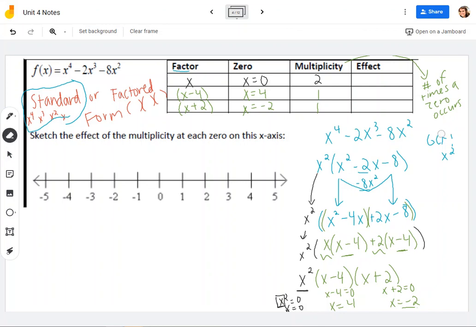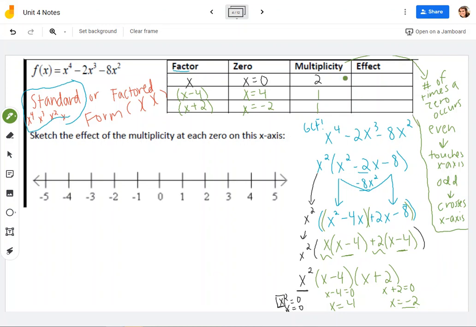So I'm going to move my GCF here so I have a little more room. Okay, so now that we've found the multiplicity, remember that an even multiplicity is where it touches the x-axis, and an odd multiplicity is where it crosses the x-axis. And that's happening at those zeros. So multiplicity of 2 is even, so it's going to touch the x-axis here. And then each of these are a multiplicity of 1, so it's going to cross through.